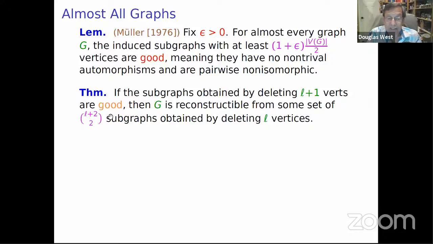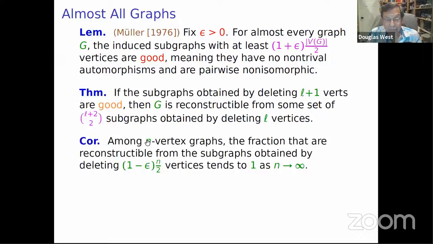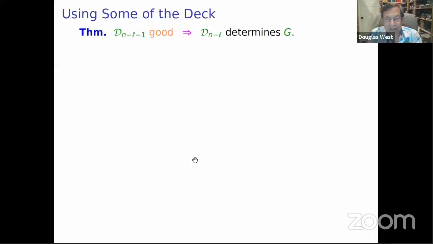And in fact, there will be many such sets of (L+2 choose 2) subgraphs. What this means is that, among n vertex graphs, the fraction that are reconstructible from the subgraphs obtained by deleting (1 minus epsilon) times n over 2 vertices will tend to 1 as n tends to infinity. Okay, so in concise language, here's the statement of our theorem: if the (n minus L minus 1) deck is good, then the (n minus L) deck will determine G.